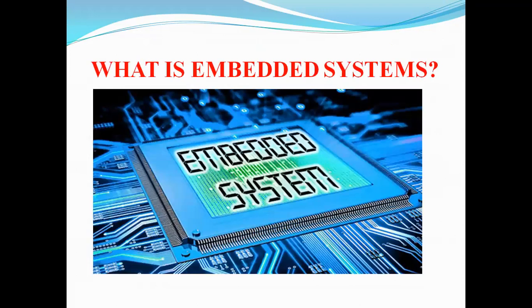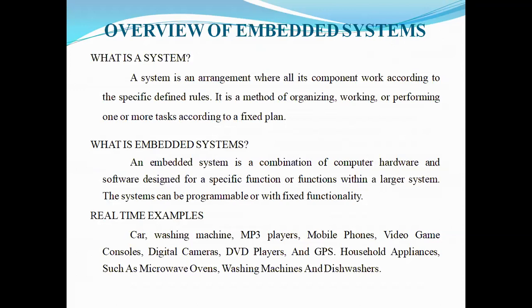Okay, so what is meant by an embedded system? Before that, let us see what is meant by a system. A system is an arrangement where all its components work according to specific design rules. It is a method of organizing, working, or performing one or more tasks according to a fixed plan. So a system normally performs some task. If you give some input, within that prescribed plan or rules, it will provide a particular output. That's a system.